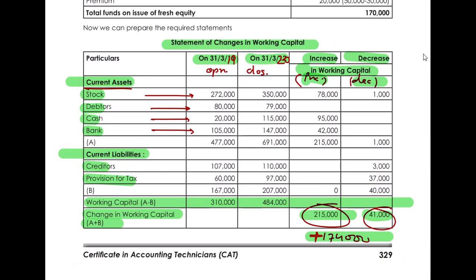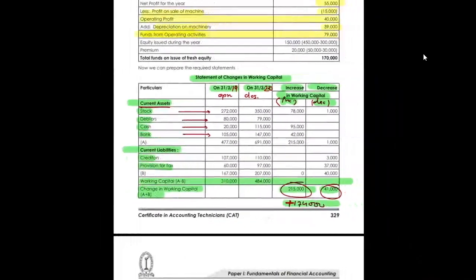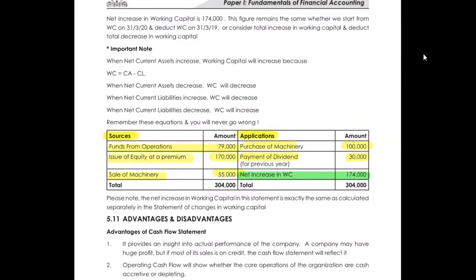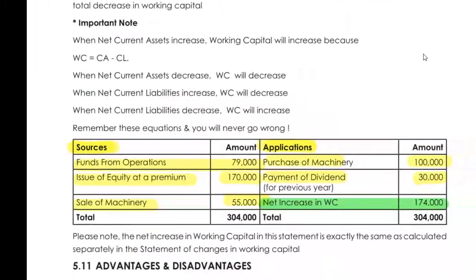Okay, everyone. So that was all about your fund flow statement. Nothing more to be emphasized upon. This is not very important, but from the examination perspective, you need to know some rules. Some rules include: if your net current asset decreases, your working capital will also decrease, because obviously the formula is current asset minus current liabilities.